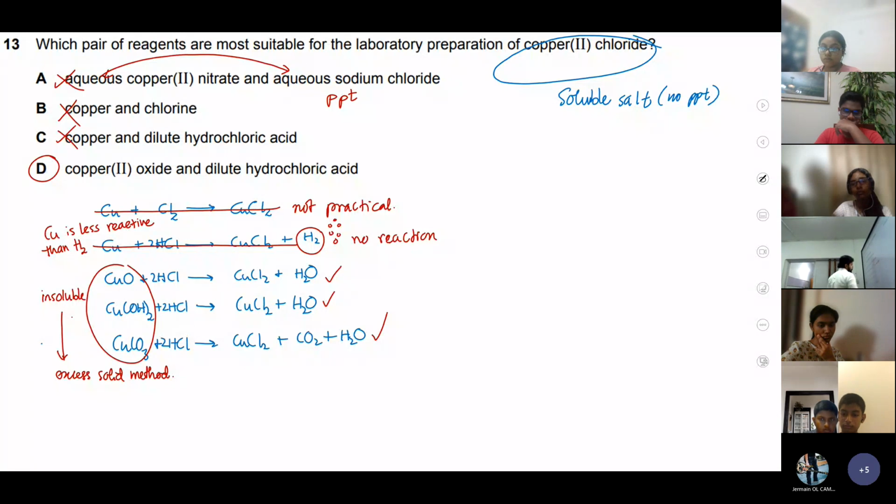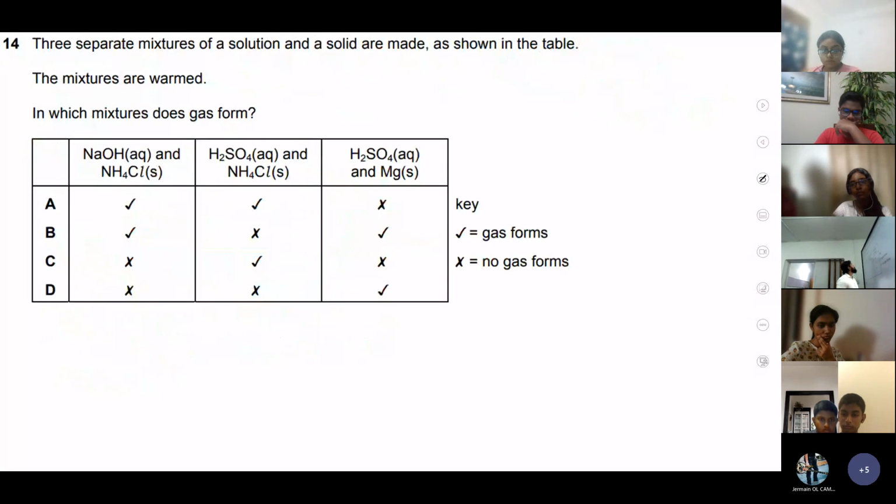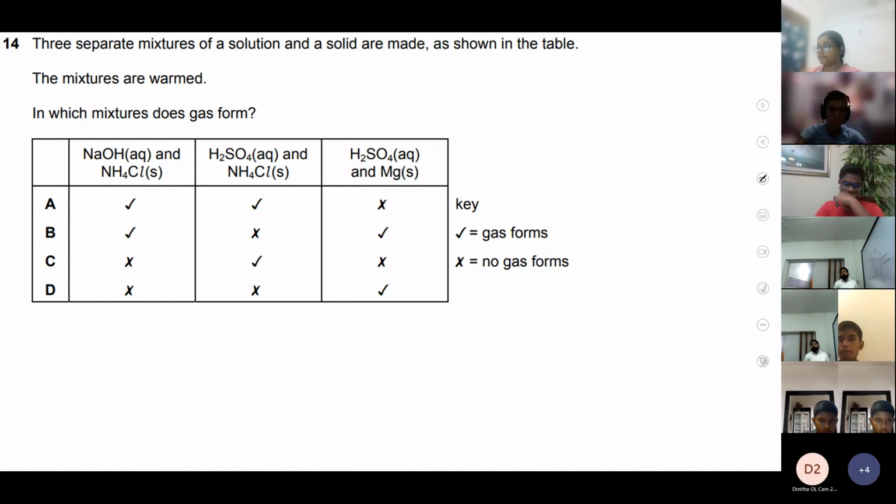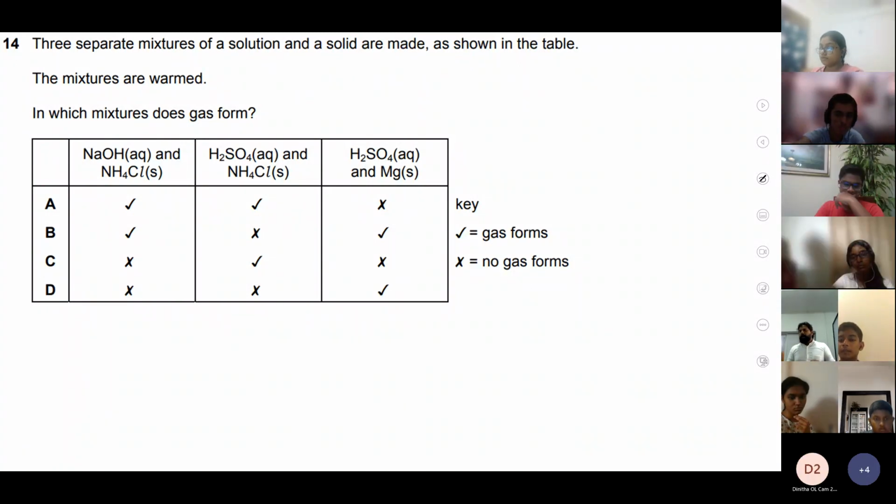All right. Question number 4. 3 separate mixtures of solution and solid are made. The mixtures are warmed. In which mixtures is a gas produced? Oh, all right. So here, a similar thing we discussed in the previous class. You need to know in what situations you get gases in your syllabus.